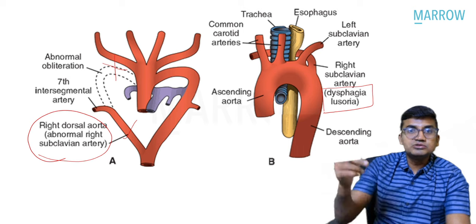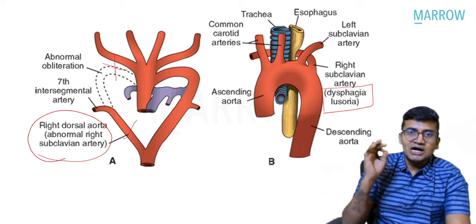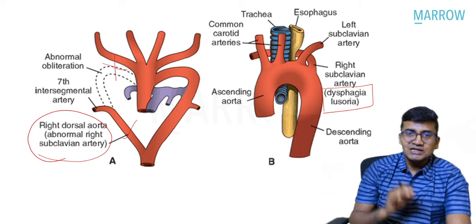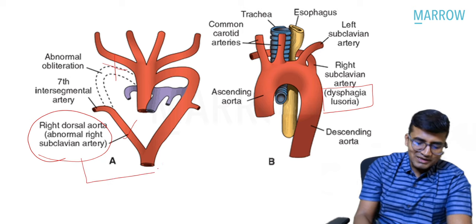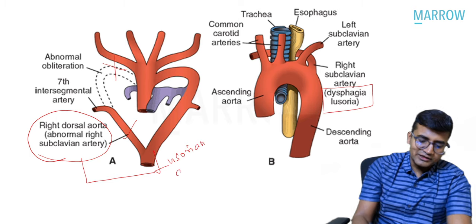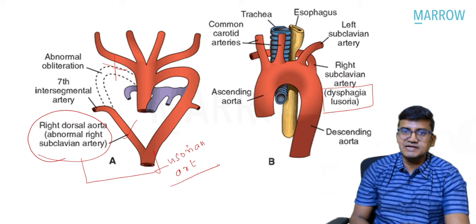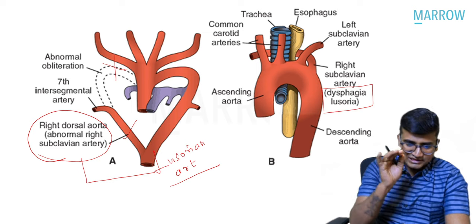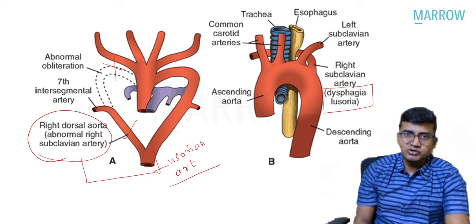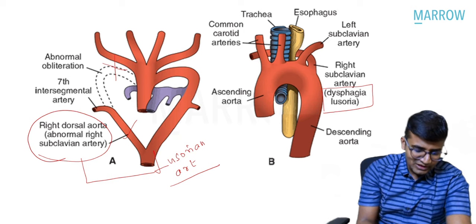So dysphagia lusoria is due to which artery? Abnormal right subclavian artery. That is why the abnormal right subclavian artery is also called the lusorian artery. Another expected question for the coming INICET and FMGE exam. FMGE definitely will get the question. June 2023 FMGE exam. Okay, right.